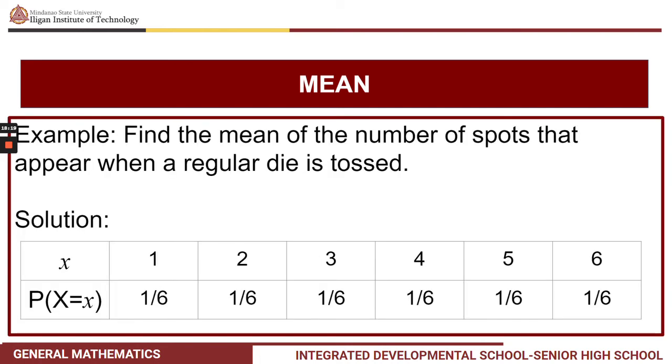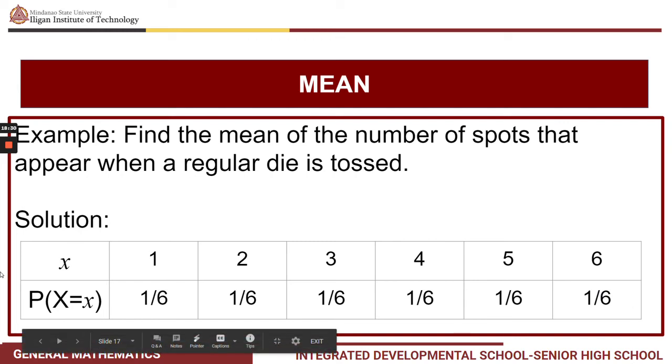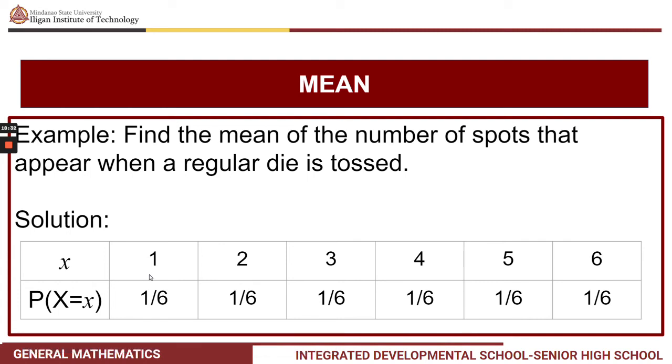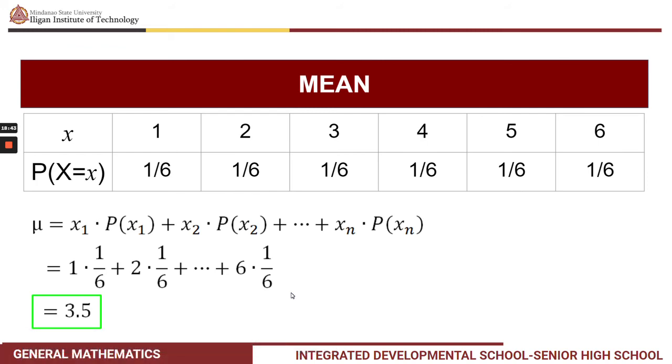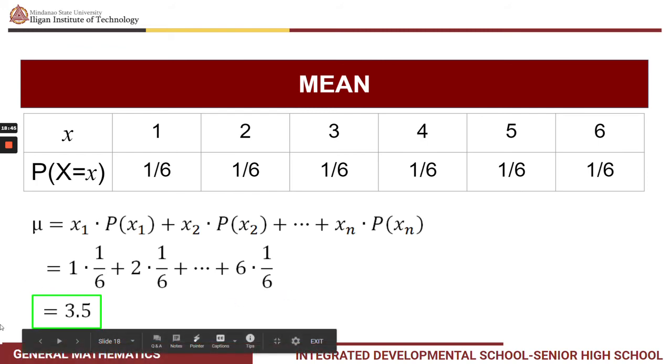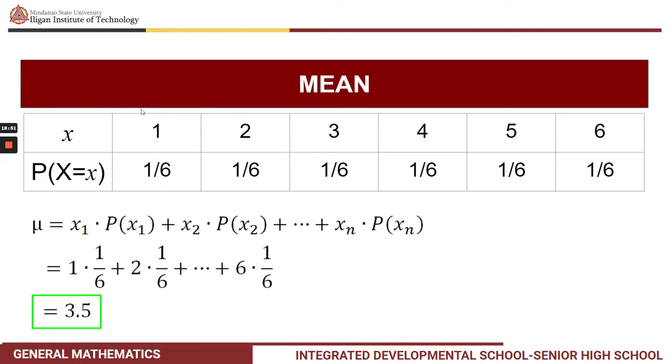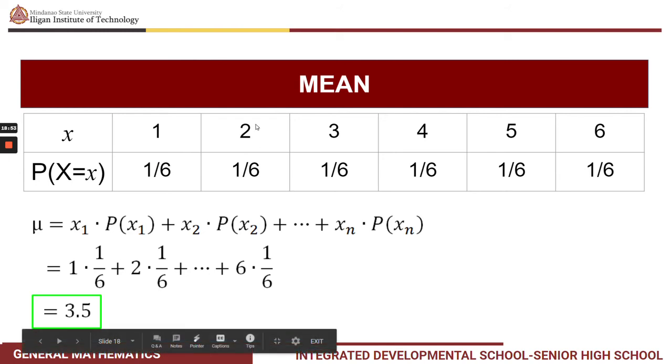Find the mean of the number of spots that appear when a regular die is tossed. No? So yung question kanina. So solution natin, ito. Gawa ka ng probability distribution. So first, list mo yung mga possible outcome, 1 to 6, and its corresponding probabilities. Diba? 1/6, 1/6, 1/6 man lahat. So, to get the mean, it's just the product, no, of the outcome or the value times its corresponding probability, and then you add them all, you will get 3.5.